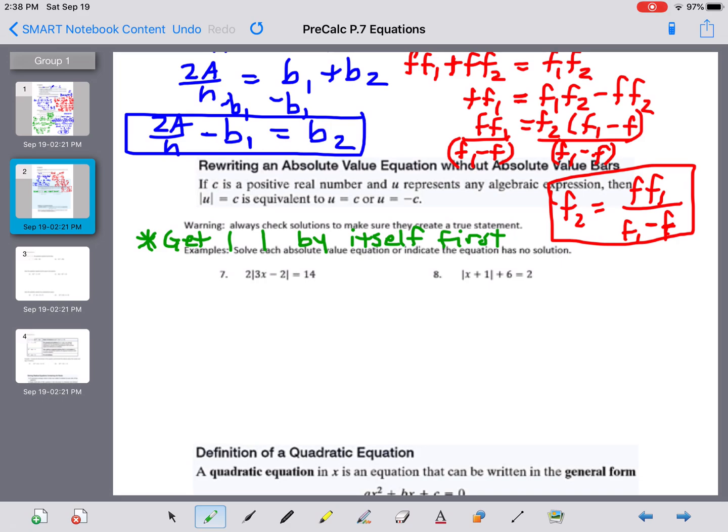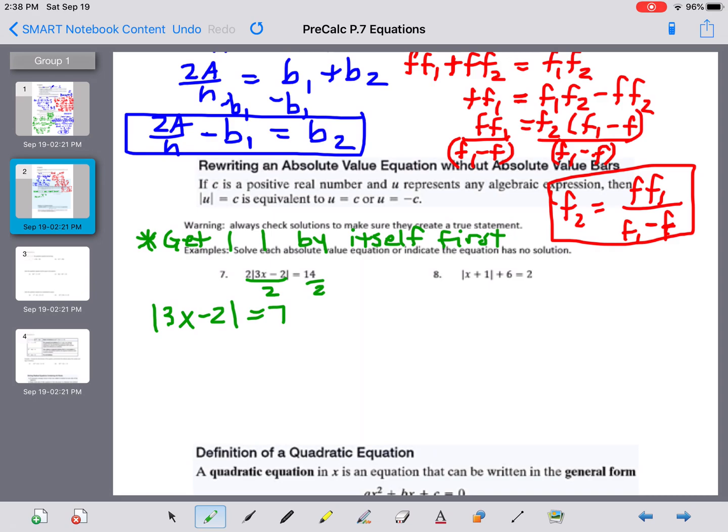The other thing to always check for is if you end up with a true statement, okay? So I'll walk you through one of them. Number 7, I have 2 times the absolute value of 3x minus 2 equals 14. So I have to get my absolute value by itself first, so I'm going to divide both sides by 2. I get the absolute value of 3x minus 2 equals 7.